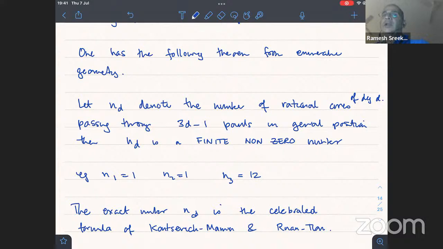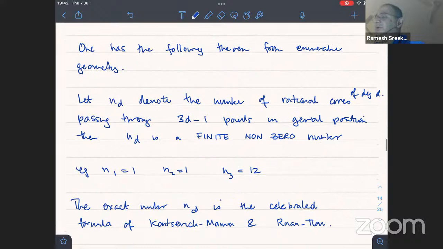So for example, when d is equal to 1, 3d minus 1 is 2, and there always is a line passing through any 2 points in general position. If d is equal to 2, then 3d minus 1 is 5, and there's always a conic passing through. In both of these cases, there's exactly 1. But if I take d equal to 3, then it's 8 points, and it turns out there are 12 cubics. These are rational cubics, so they have to have other singular points, but that doesn't matter.